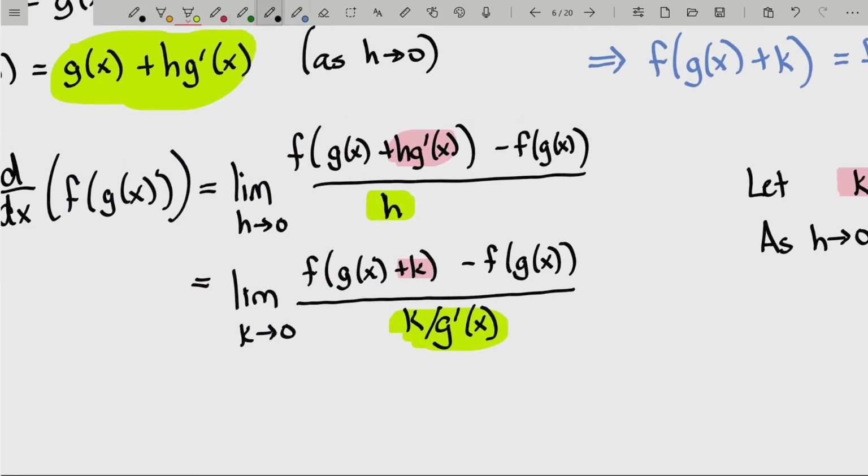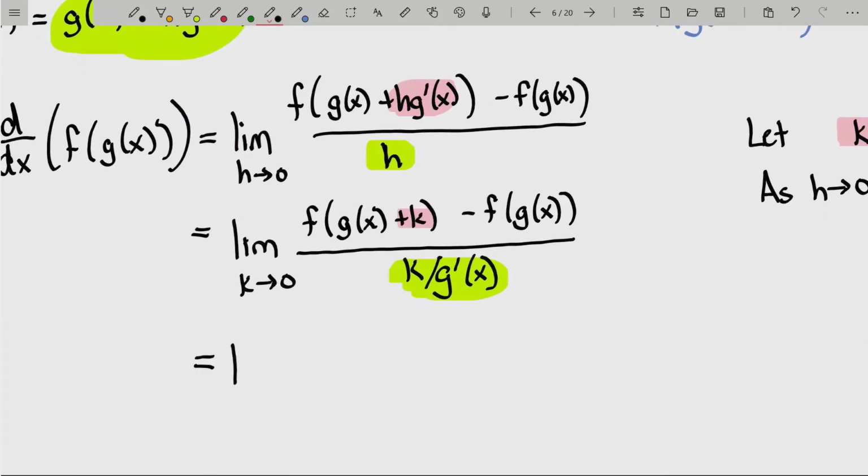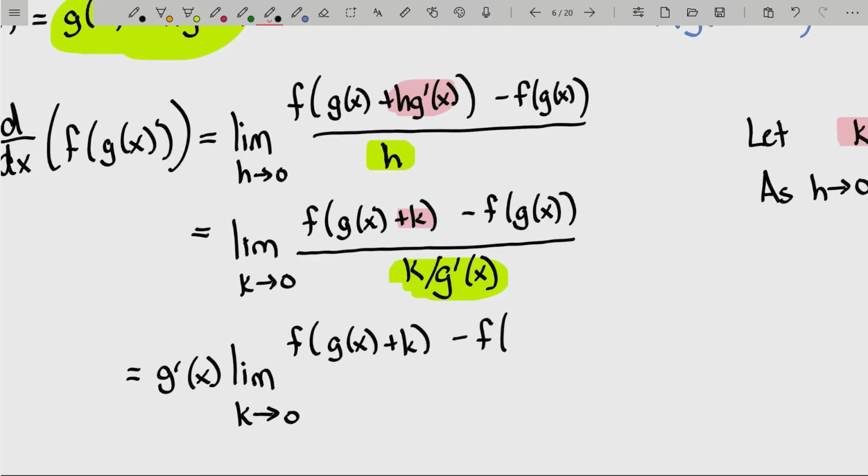And if you evaluate this, this is equal to the limit as k goes to 0. This g prime will hop up to the top. And in fact, because it doesn't rely upon k, I'll park this g prime out front. I'll take baby steps here. We have f of g of x plus k minus f of g of x, and this is all over k.